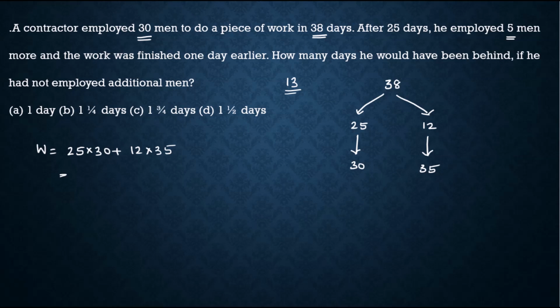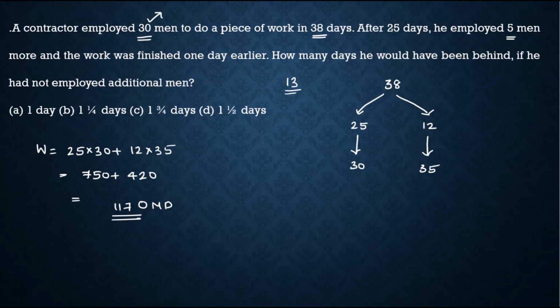Hope it's clear. 25 into 30 plus 12 into 35. That means 25 into 30 is 750, plus 35 into 12. 35 into 10 is 350, 350 plus 70 equals 420. So on addition, what you will get? 1170. 1170 man days is the total work.